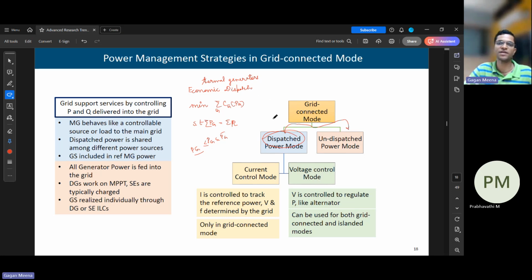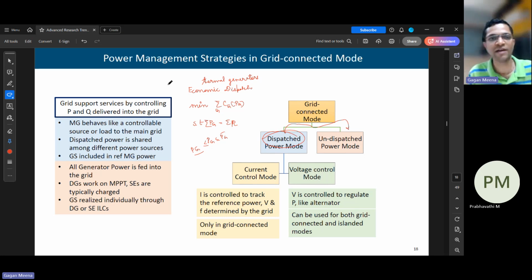In dispatch mode, we can have control over the amount of power which the microgrid will supply to the main grid. But it can also absorb power from the main grid. And we are doing this in order to benefit the main grid, to provide some services to the main grid. Same thing is written here. Grid support services. In this mode, we can provide the grid support services.